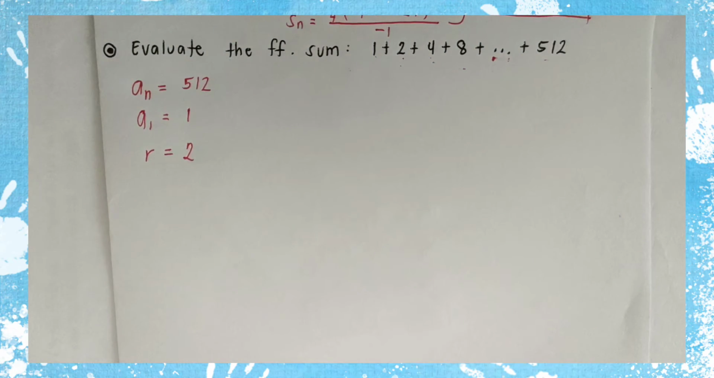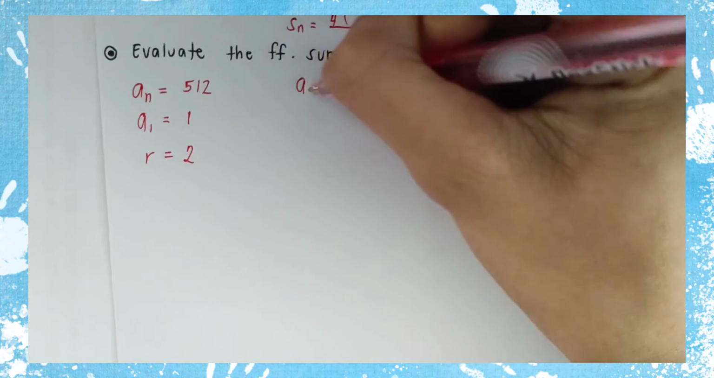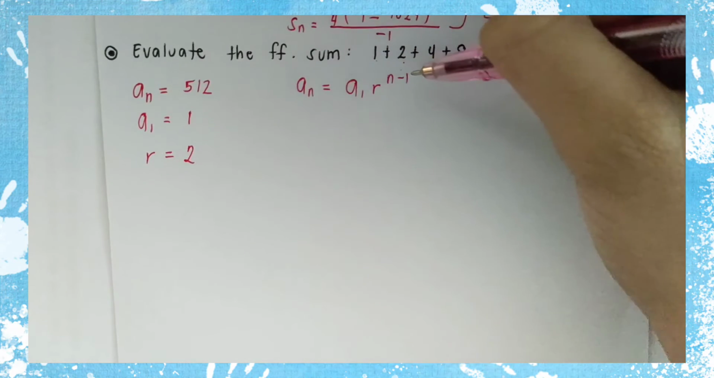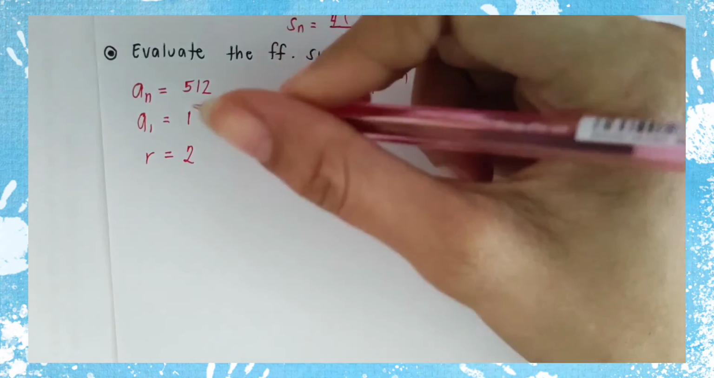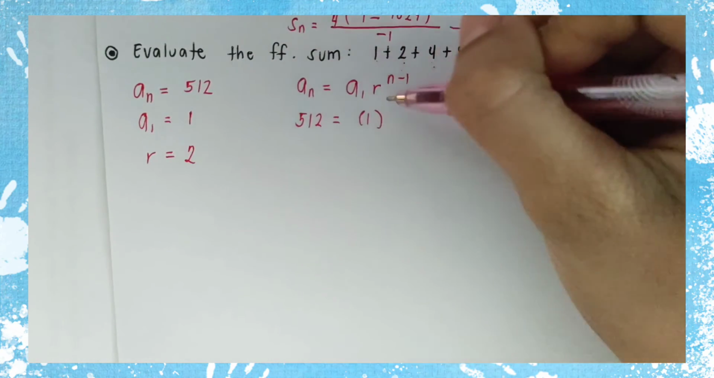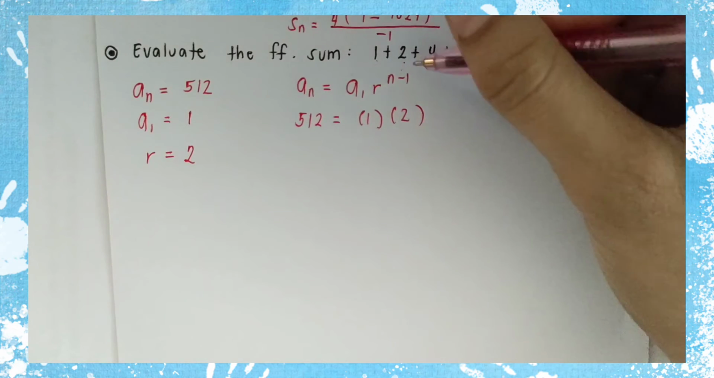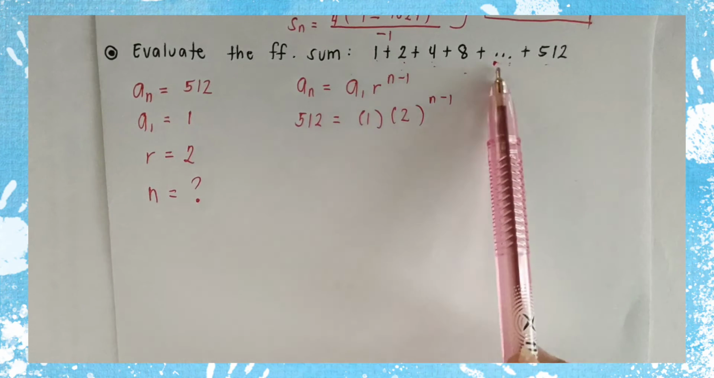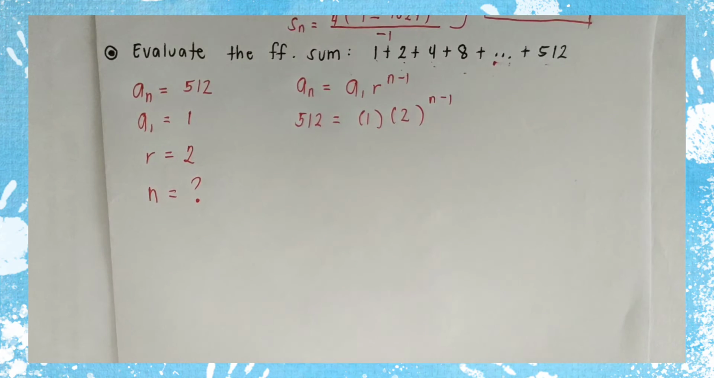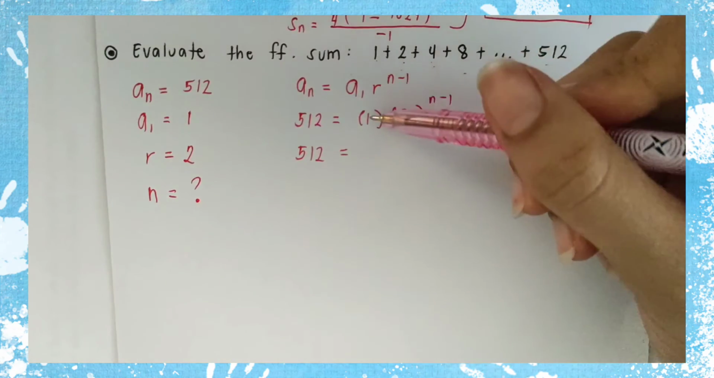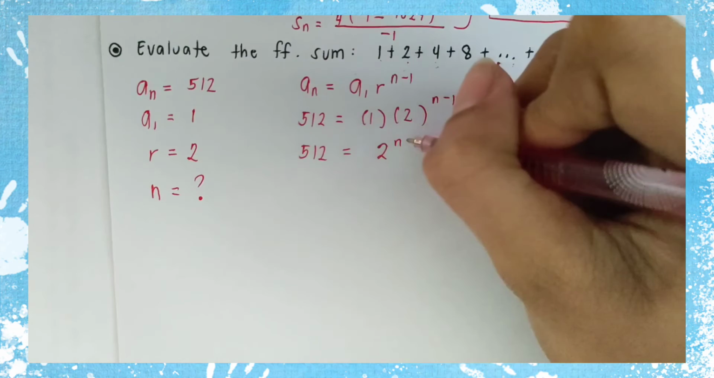So let us substitute the following values in our formula. A sub n is equal to a sub 1 times r raised to n minus 1. Our a sub n here is 512. So let's write 512. A sub 1 is 1. R is 2 raised to n minus 1. We are looking for our n here, because we are looking for the terms represented by the 3 dots here or the ellipses. So let's compute. Copy the left side. 512 is equal to 1 times 2 is 2 raised to n minus 1.